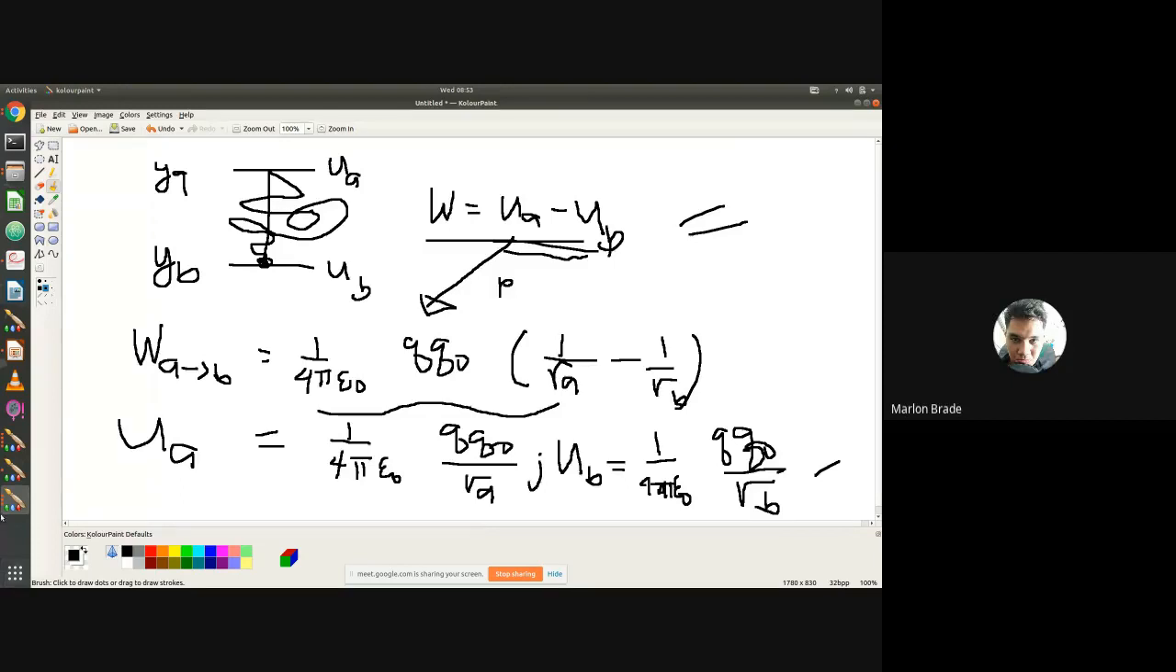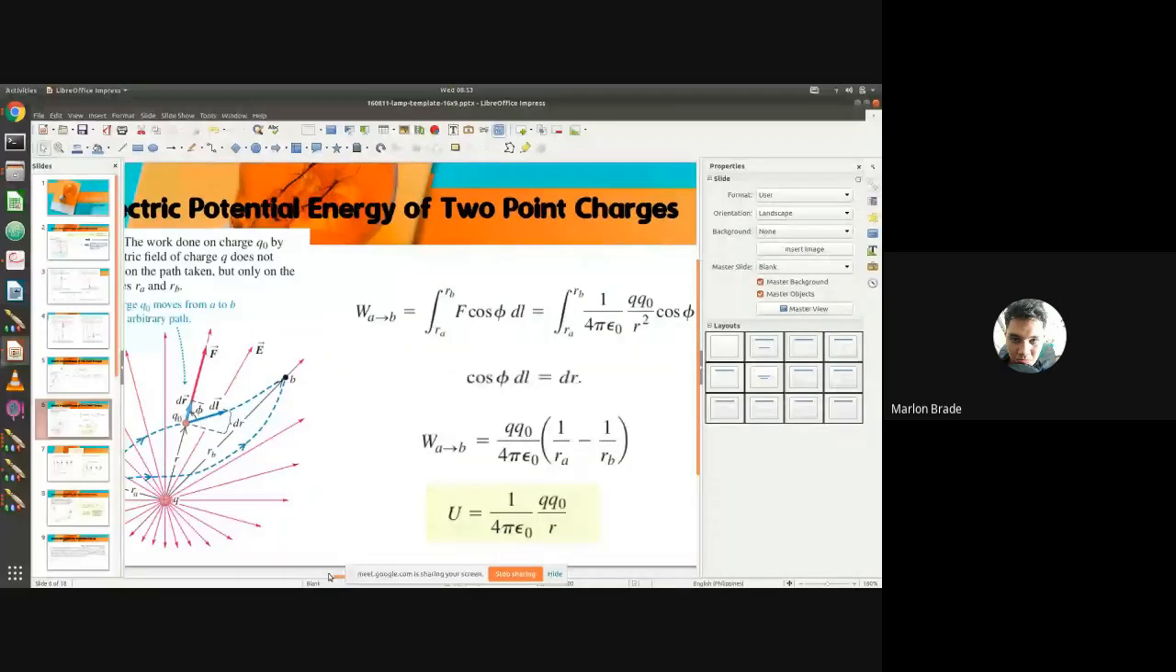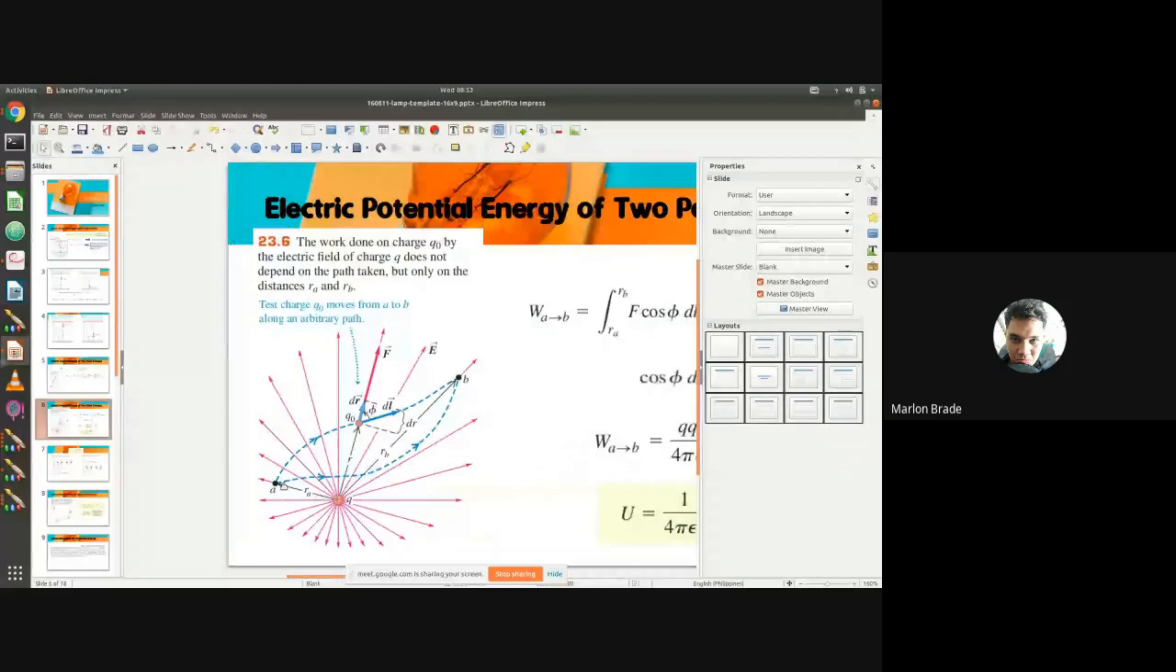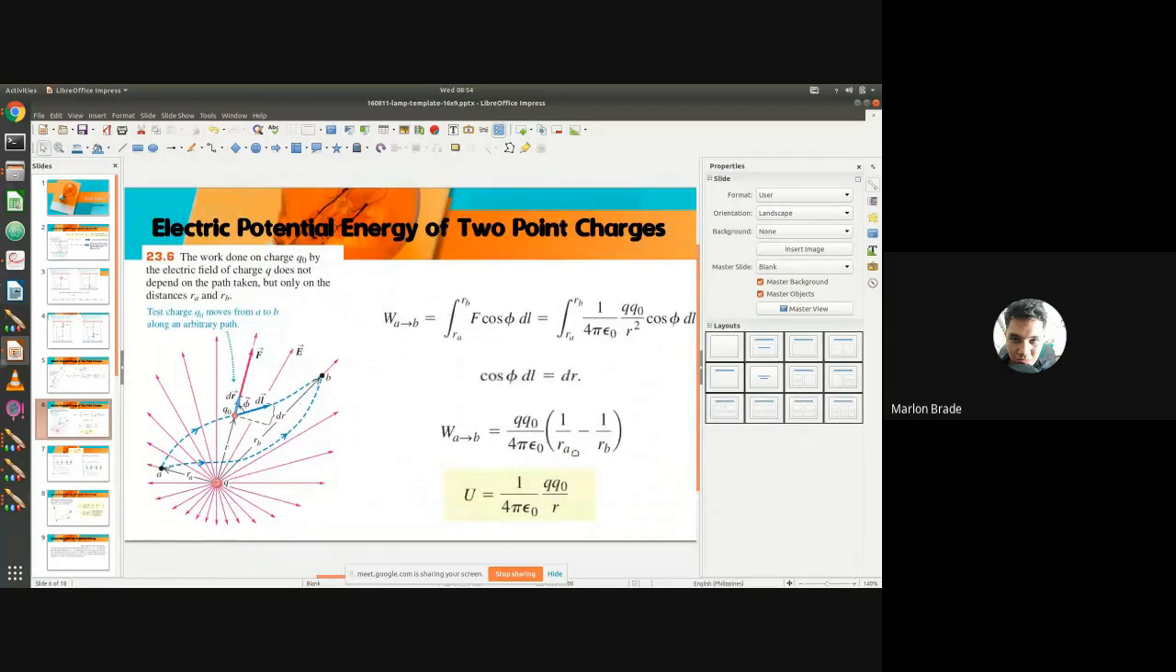So it is path independent. Look at RA here. Let's enlarge it a bit. Here is RA, and the charge moves to RB. Whichever path it takes, whether this one or that one, the work done is still the same. The work done is equal to 1 over 4 pi epsilon naught Q Q naught times 1 over RA minus 1 over RB. This is the work needed in moving the test charge Q naught from RA to RB.